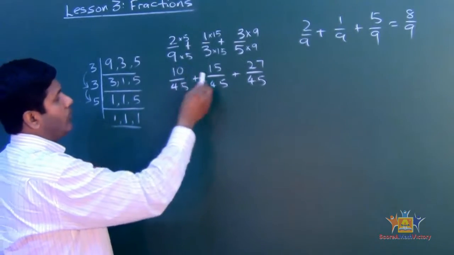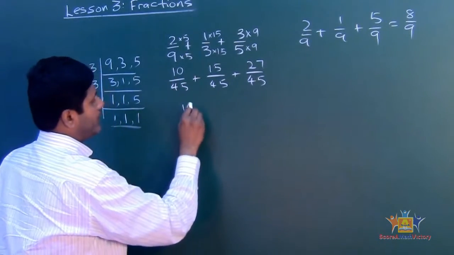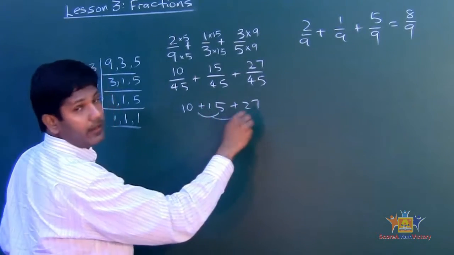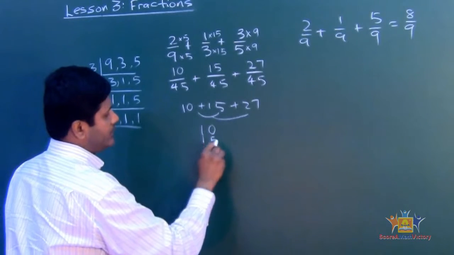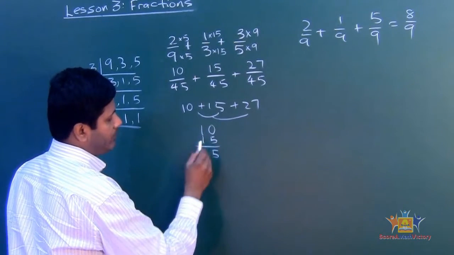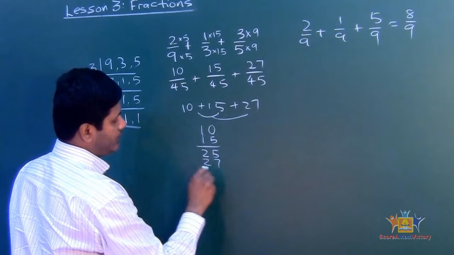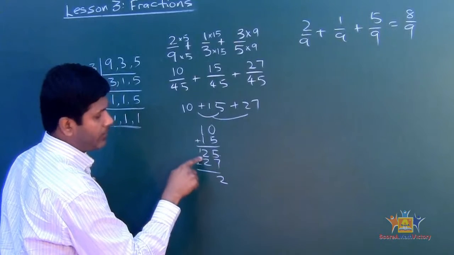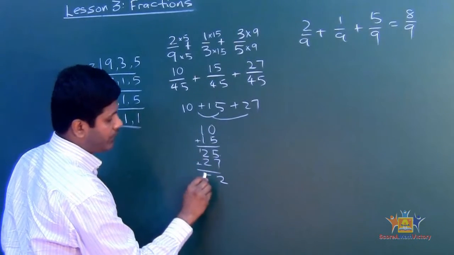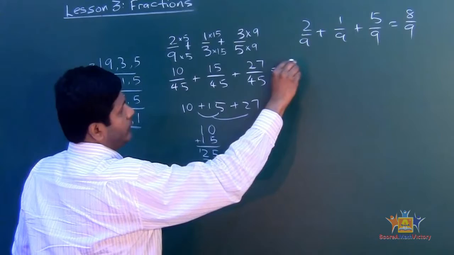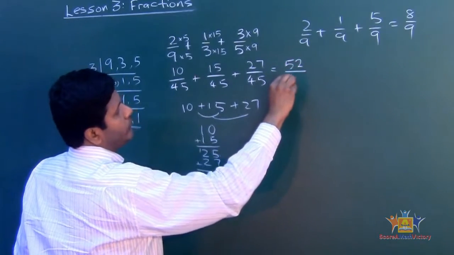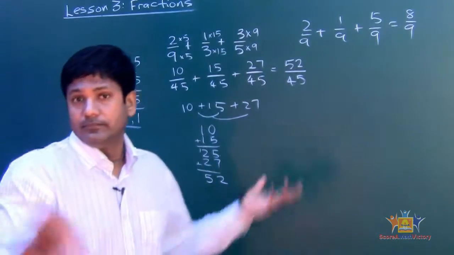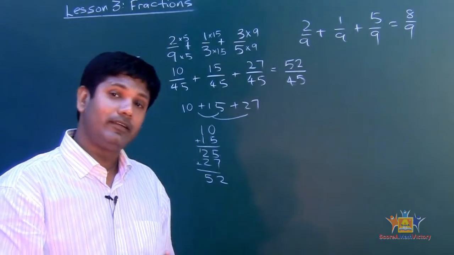So always use the pairing method of adding. 10 plus 15 plus 27. Add these two first and then you add that. So 10 plus 15. 0 plus 5 is 5. 1 plus 1 is 2. And then bring the 27. 5 plus 7 is 12. Carry 1. 1 plus 2 is 3. 3 plus 2 is 5. So that gives you 52 over 45. The denominator just carries across. We're done. We're done. We are done.